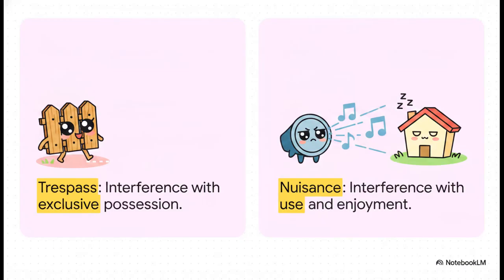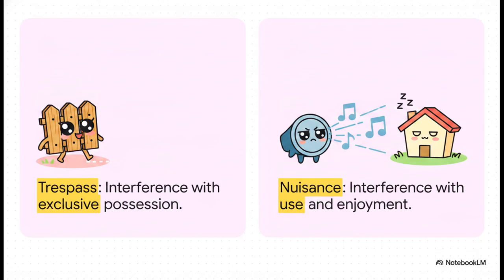Before we analyze the specific cases, we absolutely must understand the core difference between these two concepts. Trespass is all about someone breaking your exclusive possession, whereas a private nuisance is about someone unreasonably interfering with your ability to actually use and enjoy your land.